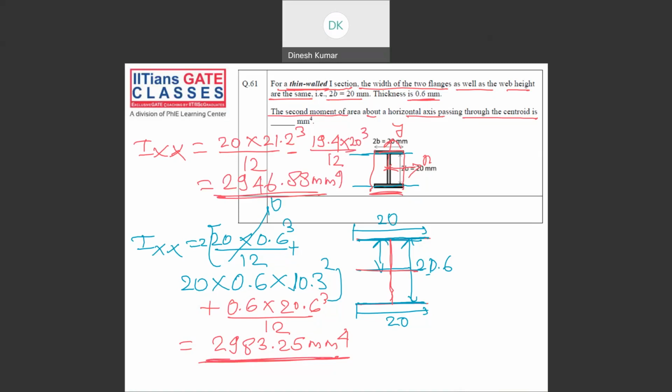So we have to wait and watch what answer will be given by GATE, our GATE community.